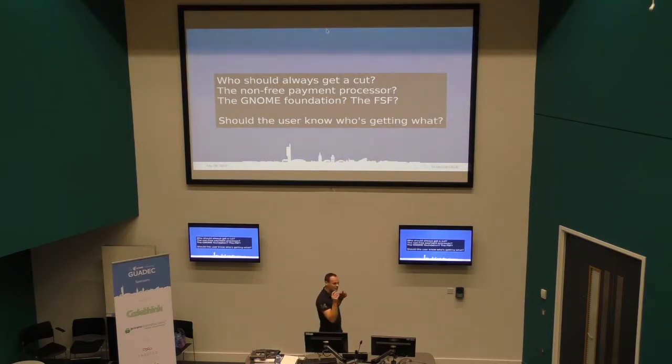Should the user, when they come to donate, be aware of where the money is actually going? So if I was donating $2 and I found out that $1.50 was going to PayPal and only 50 cents was actually going to the developer, I might think twice and think, okay, well, rather than doing 10 donations of $2, I might just do one donation, which is a much bigger chunk and much smaller payment processor fee.